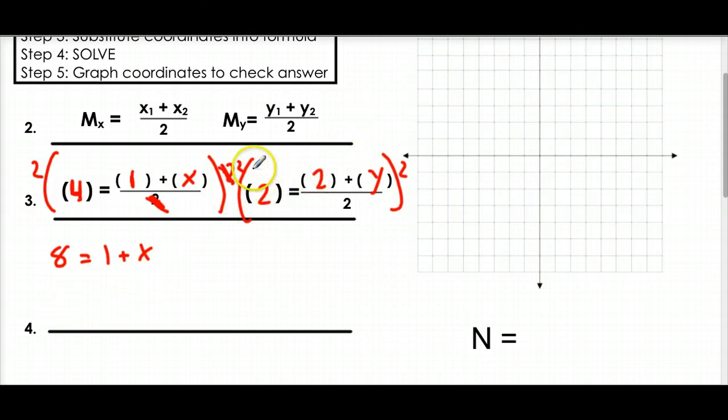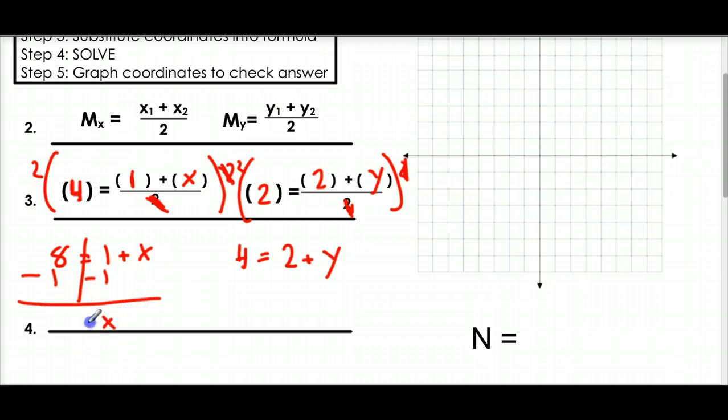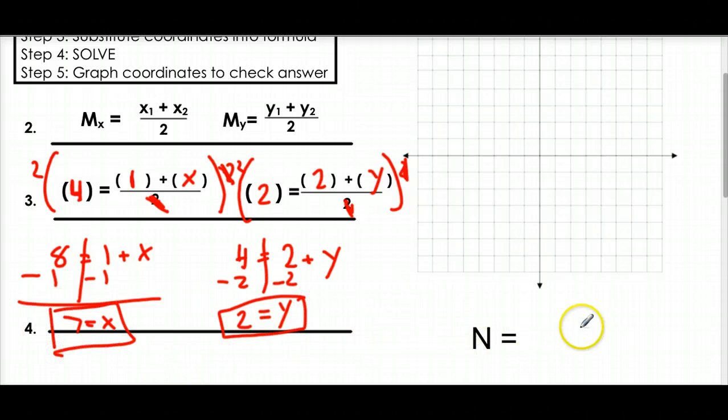Now, for my y's, I'm doing the same thing. 2 times 2 is 4. And these 2's just cancel out, so I get 2 plus y. Now what I'm going to do is solve these. So I'm going to subtract 1 from both sides. I'm solving for x, and I get x equals 7. I'm going to subtract 2 from both sides here to solve for y, and I get y equals 2. And so these are my two coordinates, so I'm saying N is going to be 7, 2.